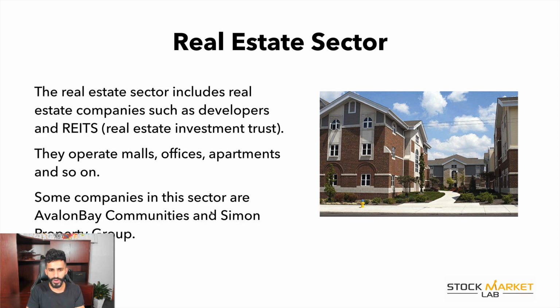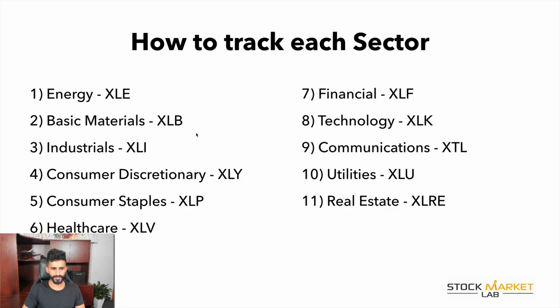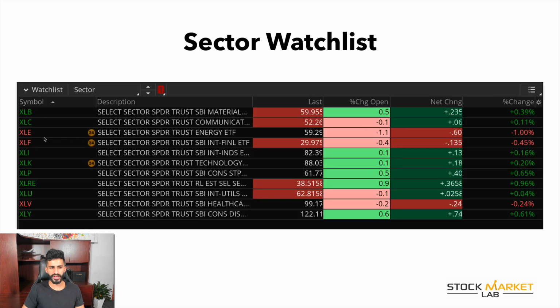Now the question everyone has is, how do I track these sectors? What do I look at? What is the ticker symbol? So this is how to track each sector. After each sector, I have a ticker symbol. So energy, XLE, basic materials, XLB, industrials, XLI. All of these ticker symbols allow you to track each sector, which looks like this.